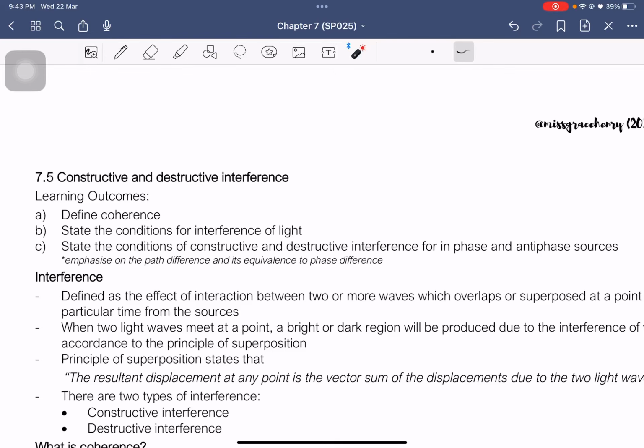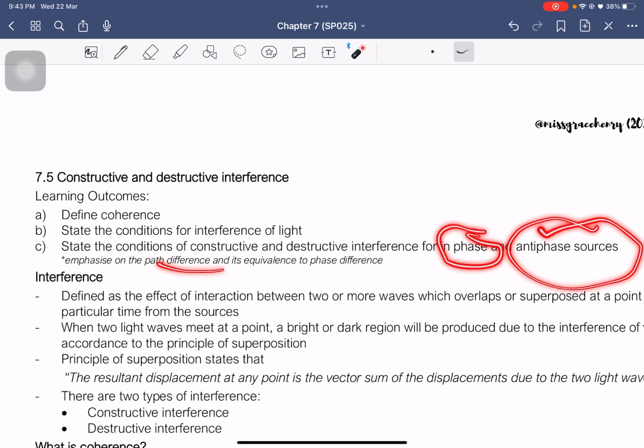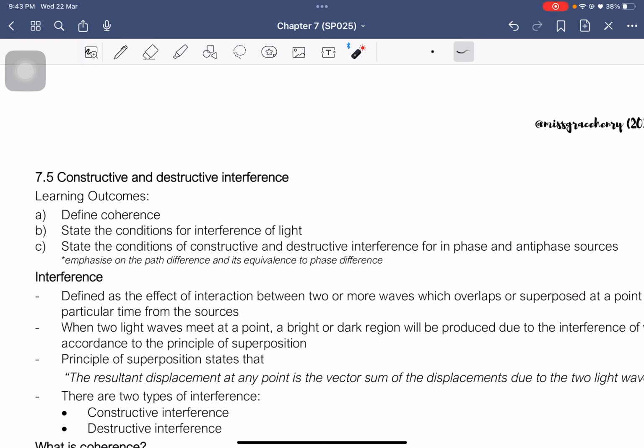Okay, fifth subtopic, which is on constructive and destructive interference. For this subtopic, you have to be able to define what is coherence, state the conditions for interference of light, and lastly, state the conditions of constructive and destructive interference for in-phase and anti-phase sources. For this part, you have to emphasize the path difference and its equivalence to phase difference.